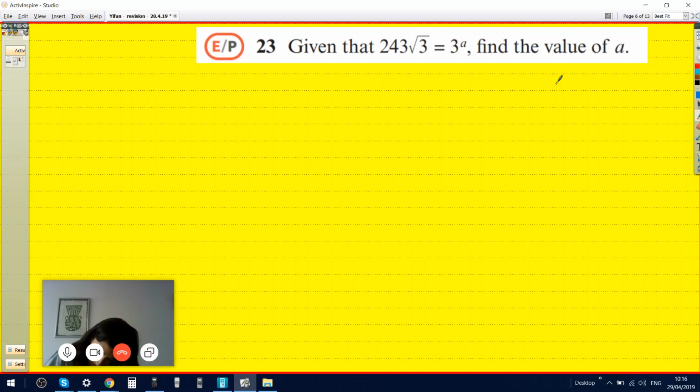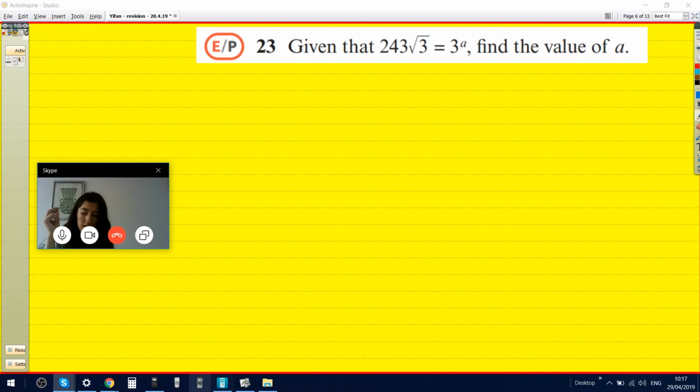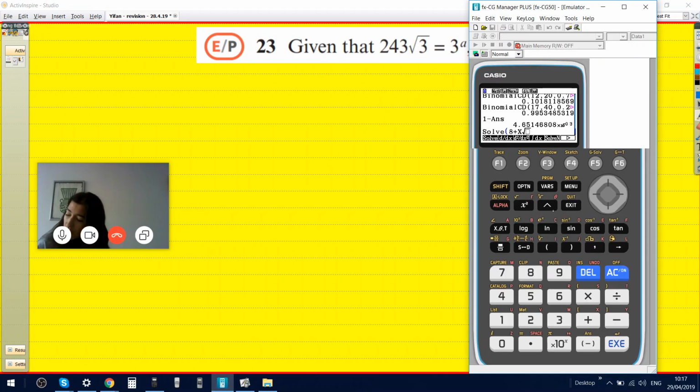243 root 3. Find the value of a. Okay, 3a. Find the value of a. So, okay, so 81 times 3 is going to 243. 81 is 9, but then 9 is also a square root. So does it like 3 root 3? So I think because you have to make a 3 to the power of something, you would... I'm going to have to guess what it's the power of. I believe you would cube root 243.